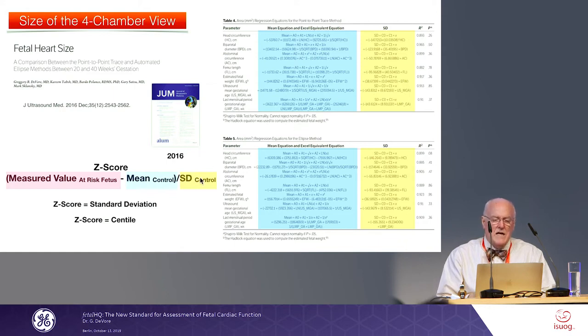Once this is done, you compute a z-score. A z-score then is independent of how old or how big the fetus is. You use this in your statistical analysis. And a z-score has an equivalence to a centile. For example, a z-score of minus 1.65 equals the 5th percentile, or a z-score of 1.65 equals the 95th percentile, and so on and so forth.